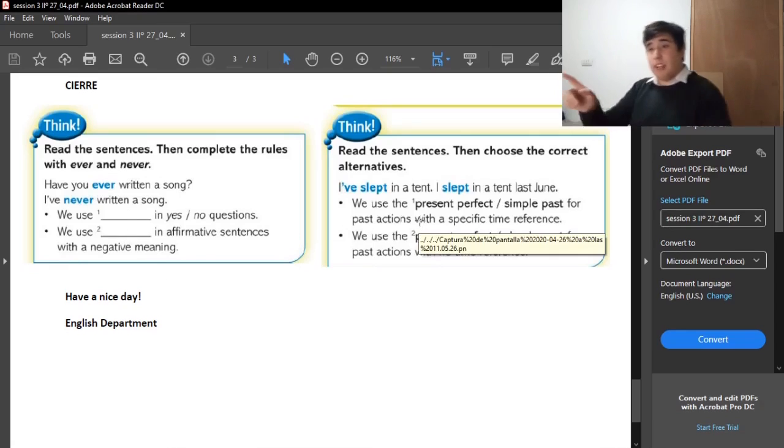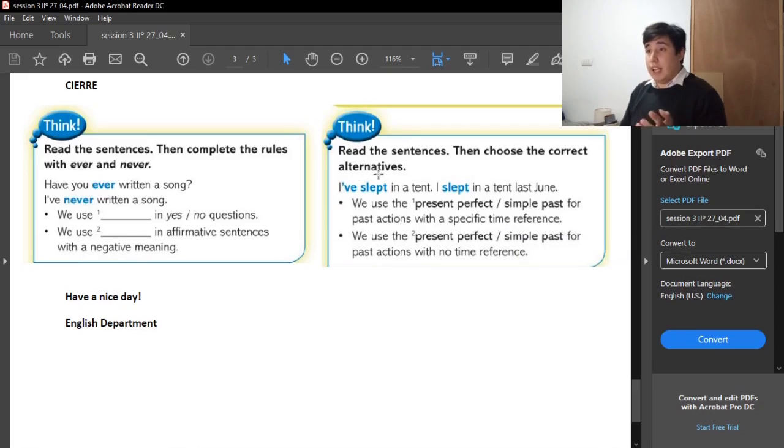And now, in the second box, read the sentences, then choose the correct alternatives. Okay, again, we have to read these two sentences. Okay, I've slept in a tent. I slept in a tent last June. And now, we need to choose the tense, present perfect or simple past, that is being described in these lines. Okay, so aquí tenemos que leer ambas oraciones y después tenemos que elegir cuál de los dos tenses está siendo descrito en estas líneas, ¿ya? Si esta definición corresponde a present perfect o simple past, aquí lo mismo, si esta definición corresponde a present perfect o simple past. And that's it.